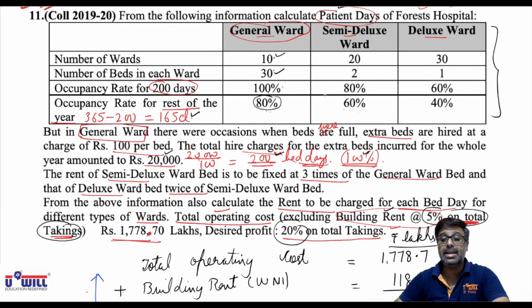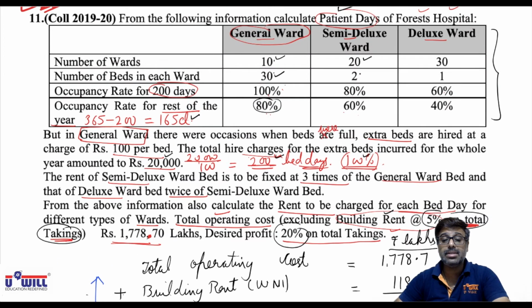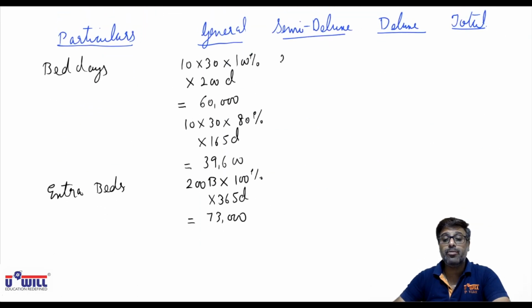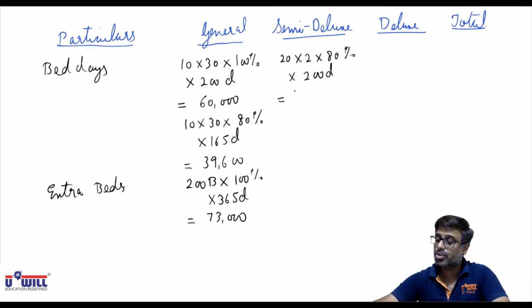Now semi-deluxe, 20 wards into 2 beds, 80% for 200 days. Okay, so 20 wards into 2 beds into 80% are occupied for 200 days. So 20 wards into 2 beds, 40 beds into 80%, 32 beds into 200 days. That is 6,400.